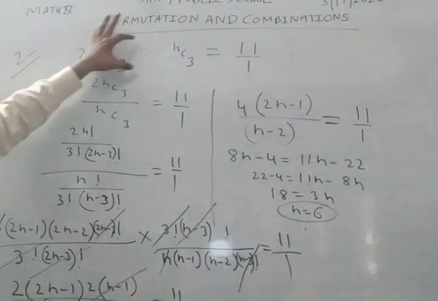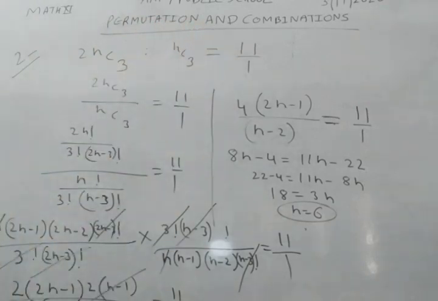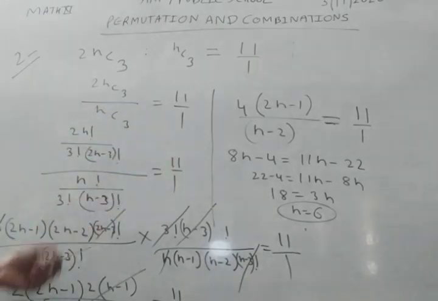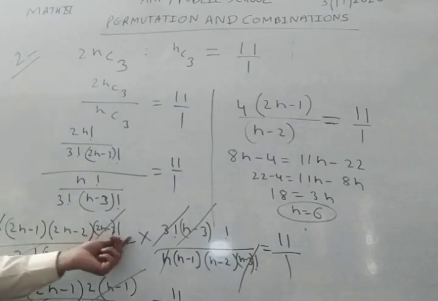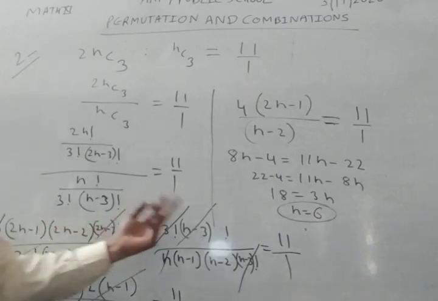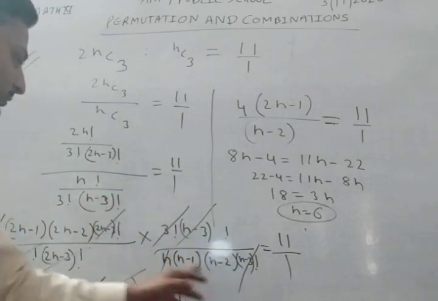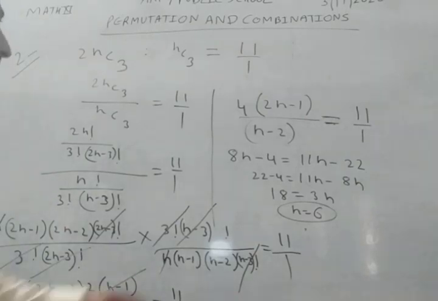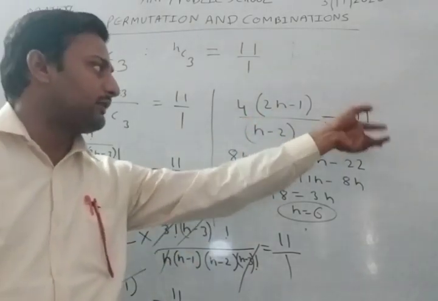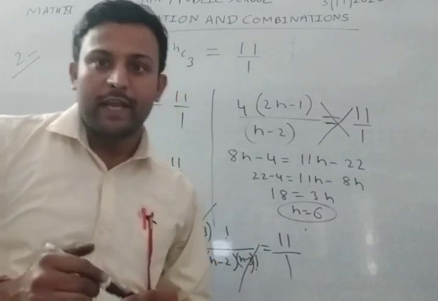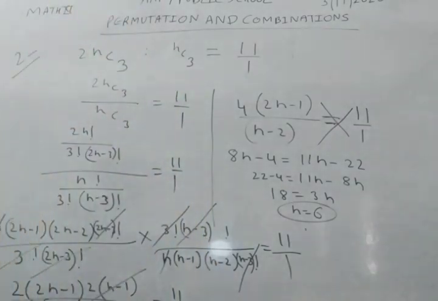We have given this divided by this is equal to 11 by 1. So we expand this: factorial 2n is 2n, 2n minus 1, 2n minus 2, factorial 2n minus 3 divided by factorial 3, and we send this to the numerator. After cancellation we get 4 into 2n minus 1 by n minus 2 is 11 by 1, and after cross multiplication we get n is 6. Now we will see the next question.